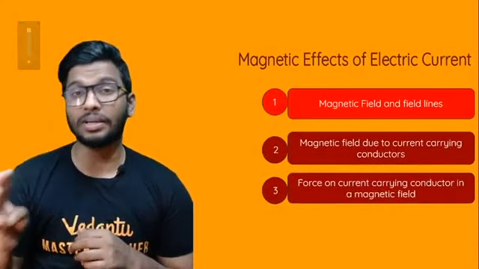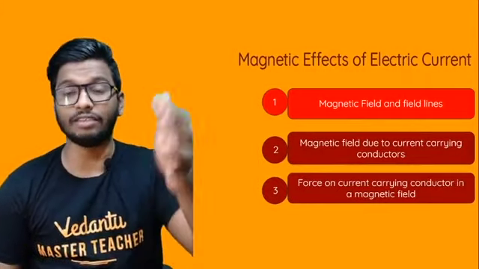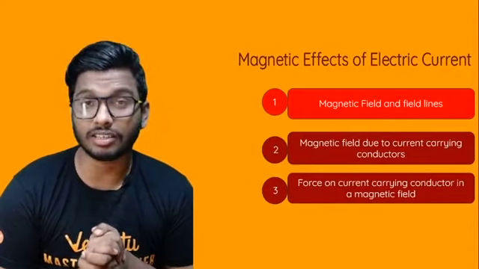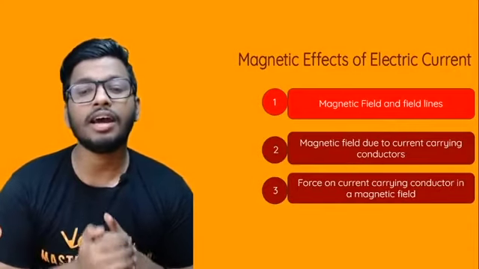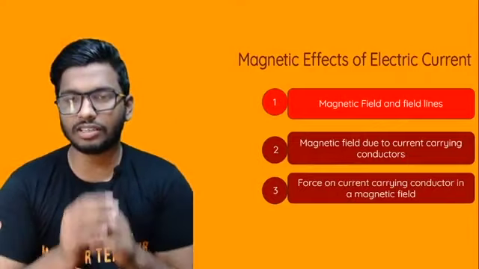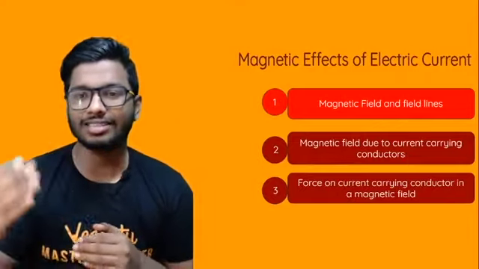We have three topics that we'll be covering in this chapter: magnetic field and magnetic field lines, which we'll be talking about today; magnetic field due to current carrying conductors, which we'll be talking about in the next session; and then we'll also understand the force on a current carrying conductor in a magnetic field. So these are the topics we will be covering as the days go by.